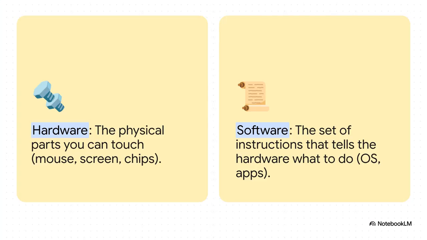Okay, so at the most basic level, every computer is just two things. You've got the hardware, that's the physical stuff, the metal and plastic and silicon you can actually hold. And then you have the software. Those are the invisible instructions that tell the hardware what to do. The best analogy I've ever heard is this: the hardware is a piano, but the software is the sheet music. It's what tells the piano which beautiful song to play.